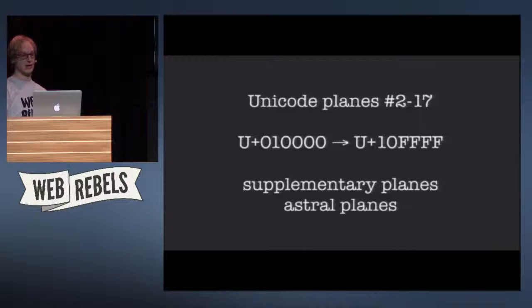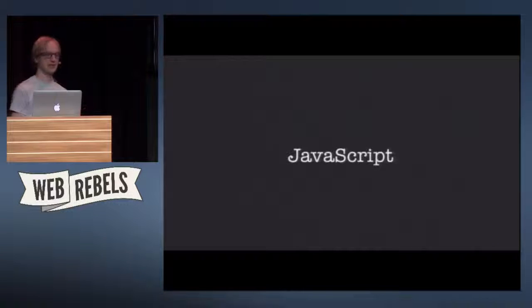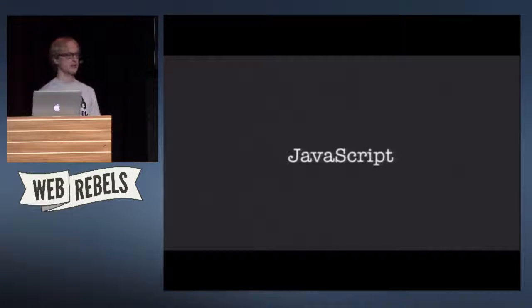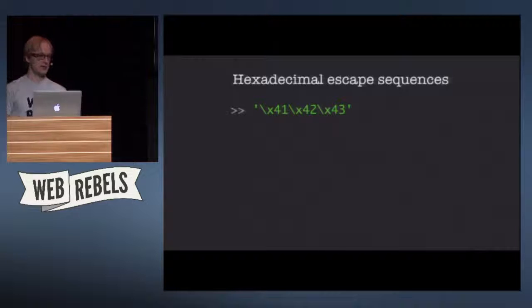So that's how you know it's an astral code point. Now, that's it. That's our basic introduction to Unicode. Now that we have a basic understanding of it, let's see how this applies to JavaScript. And let's start out by using strings. So you may have seen this sort of thing before.